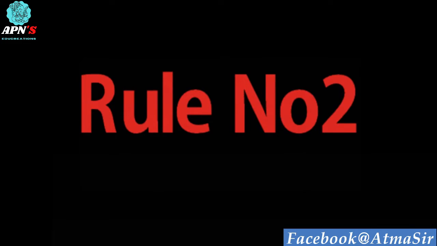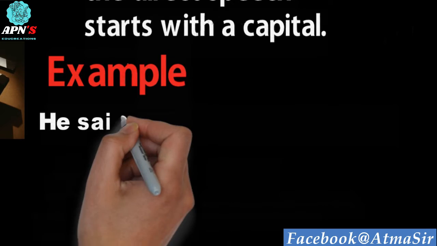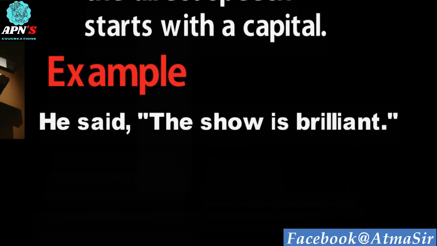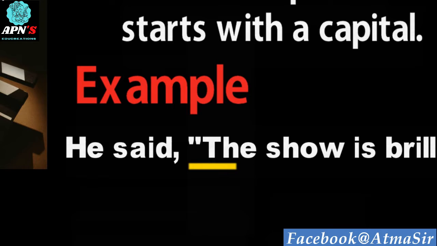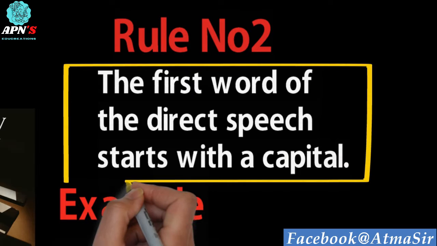Rule number 2: the first word of the direct speech starts with a capital. For example: He said, "The show is brilliant." In this sentence, the T in "The" is capital. It is because the first word of the direct speech starts with a capital.